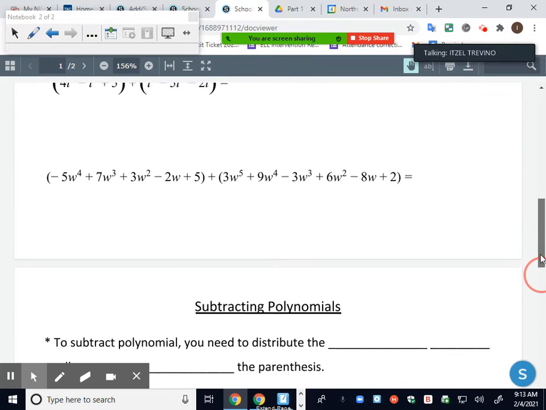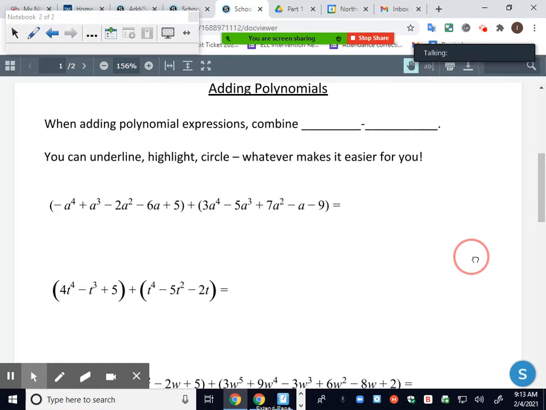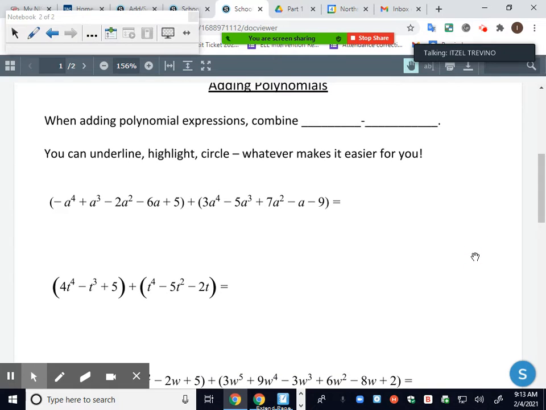All right. Sorry, guys. Here it says, when adding polynomial expressions, we combine just our like terms. If you want, I'll put it here. We're combining like terms. That's it. It says you can underline, highlight, circle, however you'd like to differentiate your terms, you can do that.